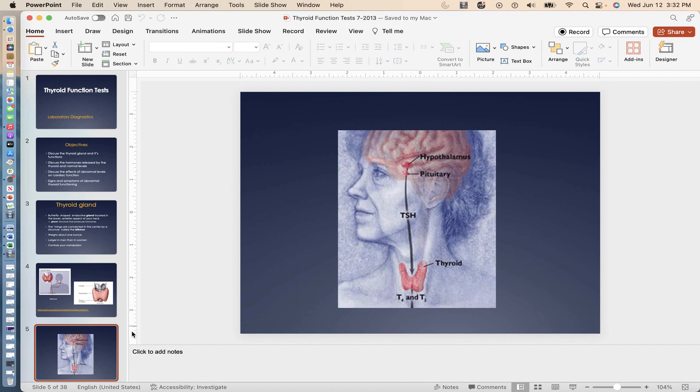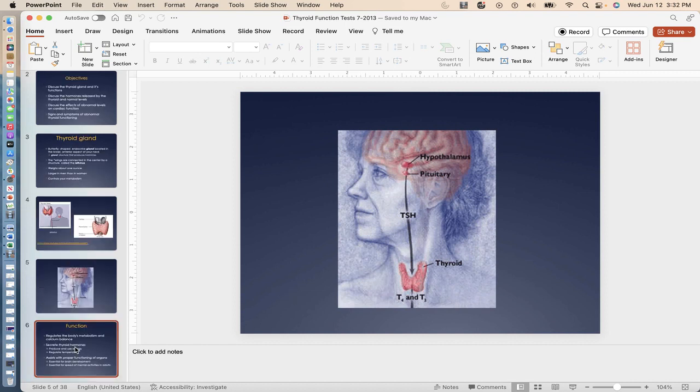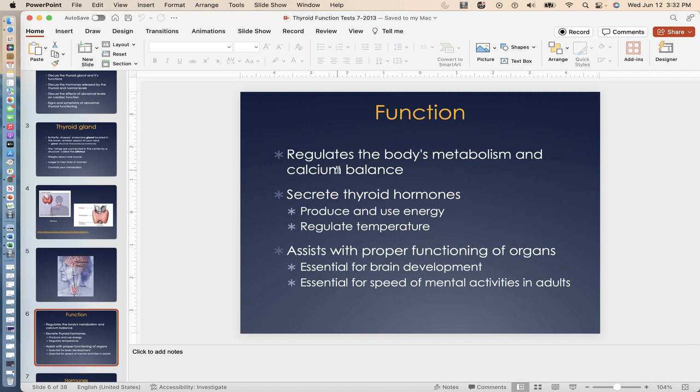Okay, so that's basically how it works, and these are essential for the body's metabolism and calcium balance, because we know that it makes calcitonin, which puts the calcium in the bone. It secretes thyroid hormones that produce and use energy, and also regulates our temperature. It assists in proper functioning of organs, so it's essential for brain development and essential for mental activities in adults.